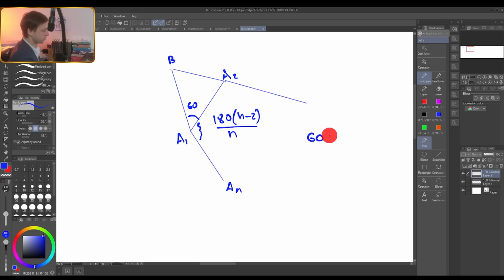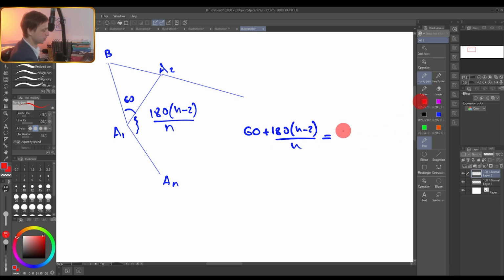So 60 plus 180 times (n minus 2) divided by n should be equal to the angle of the other regular polygon. If it goes like this, each angle of another polygon will be 180 times (k minus 2), because it has k vertices, divided by k. And we should work here with this equation by taking into account that k and n are integer numbers.